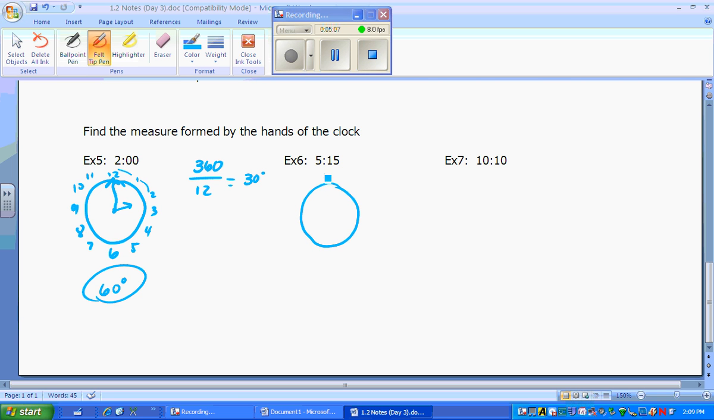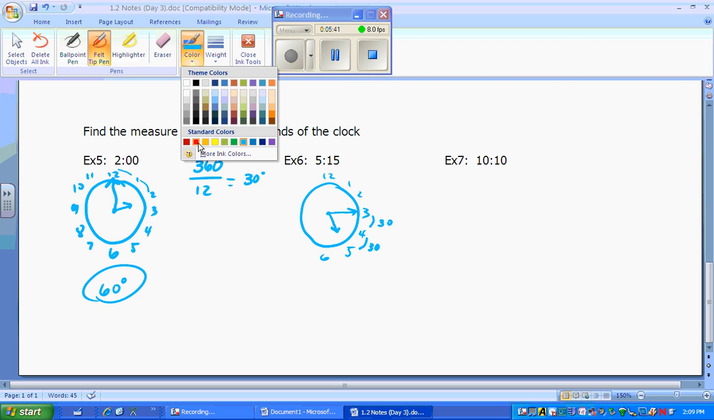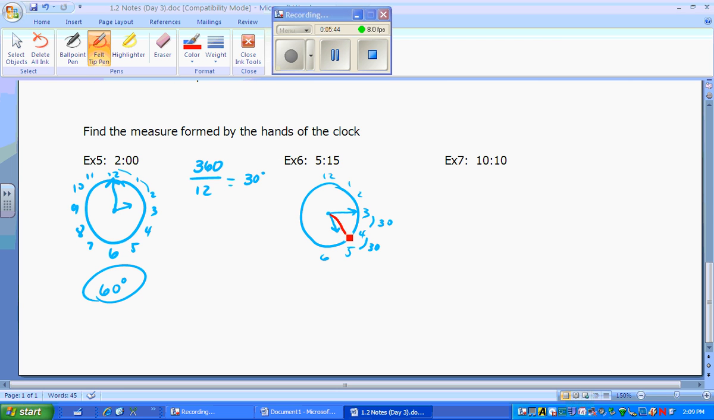Example 6, we have 5:15, so draw yourself a clock. We know the big hand is at the 15. The little hand is not on the 5, but it's between the 5 and the 6, closer to the 5 because there's only 15 minutes that have passed. So we start at the big hand like we did over here. We count, we have 30 here. And we have 30 here, so we at least have 60. We need to figure out how much is left over between the 5 and how much the 15 made.